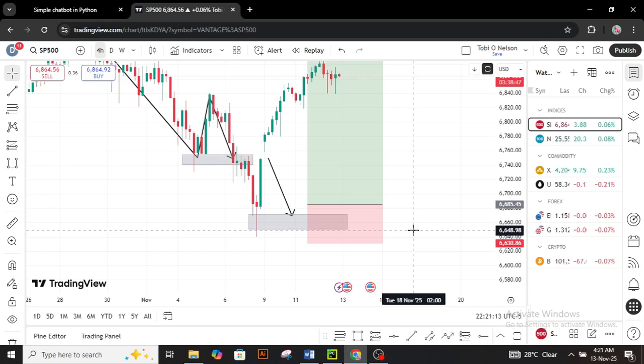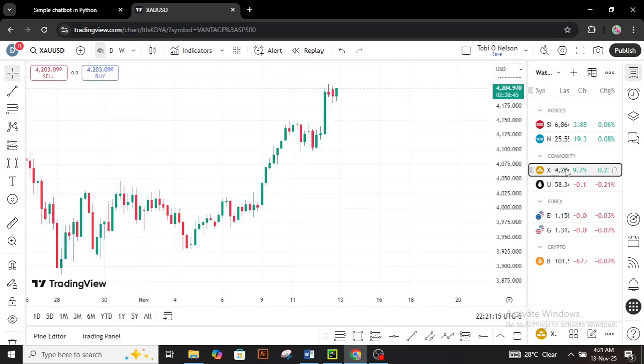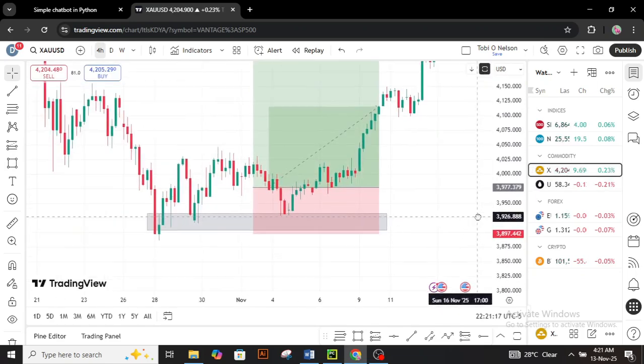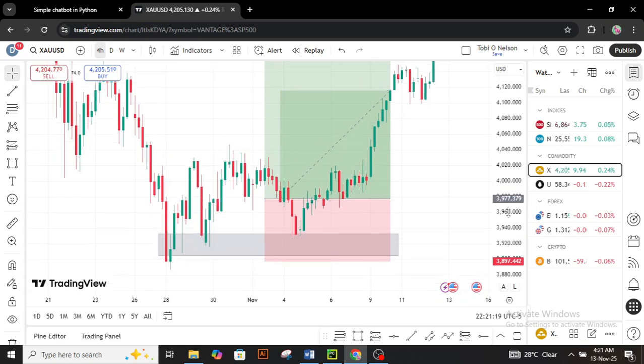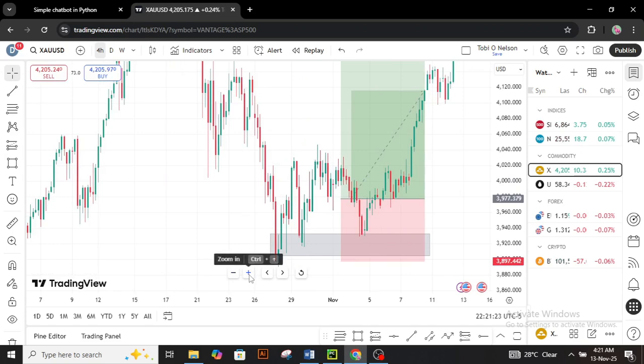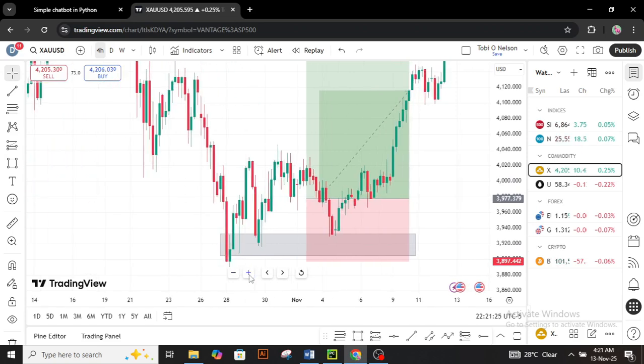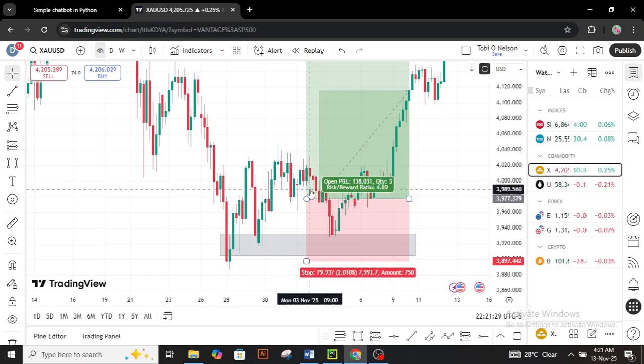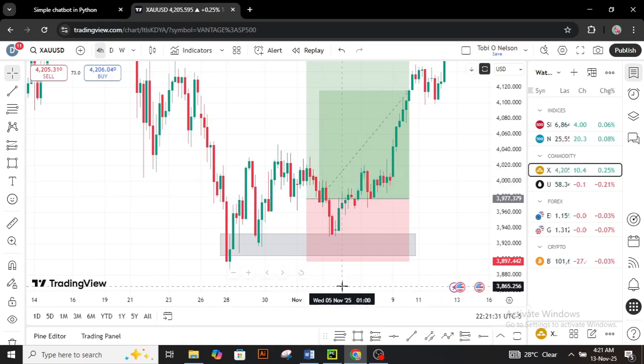Let me give you another example. This gold trade that I closed, it's actually paying me. I closed this trade because the market was not too certain for me. The market was here. I think I closed the trade around here.